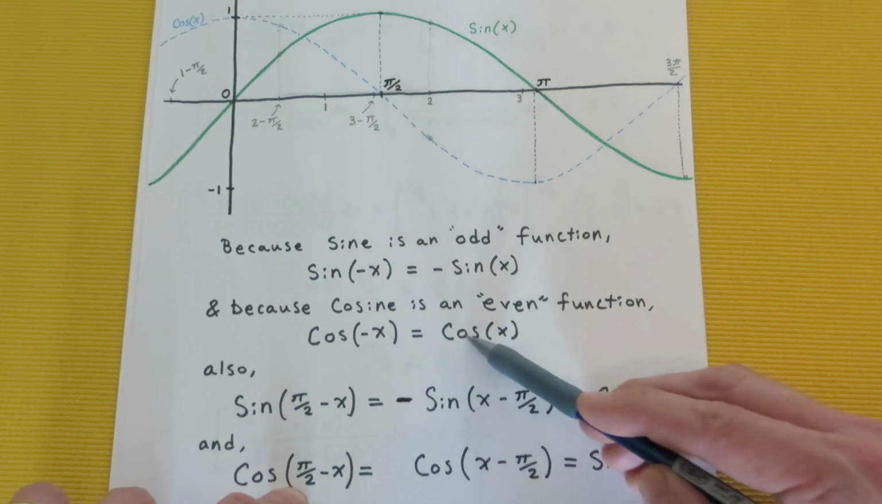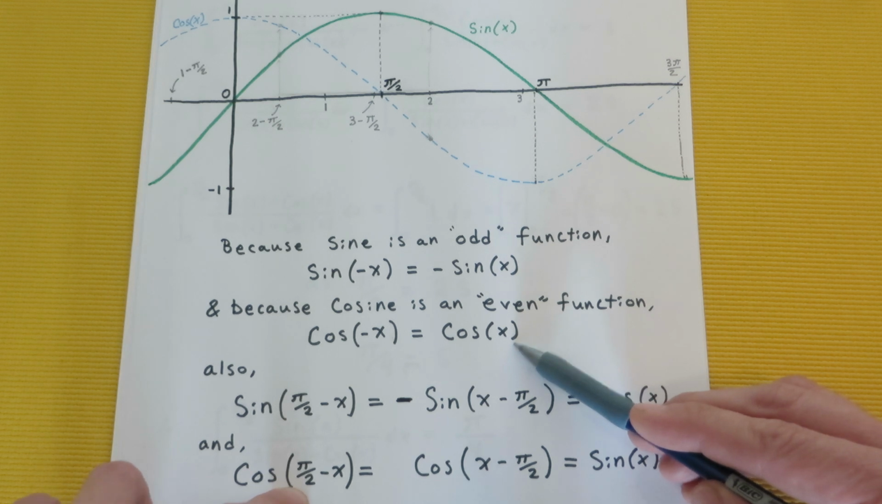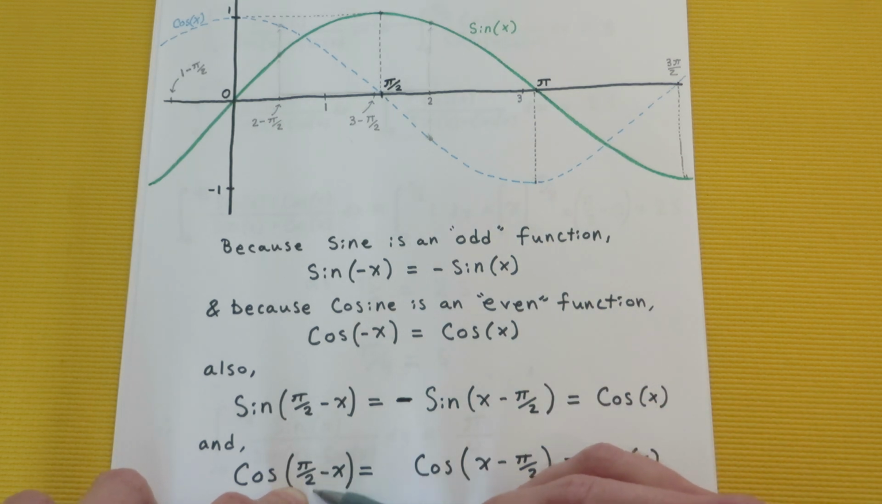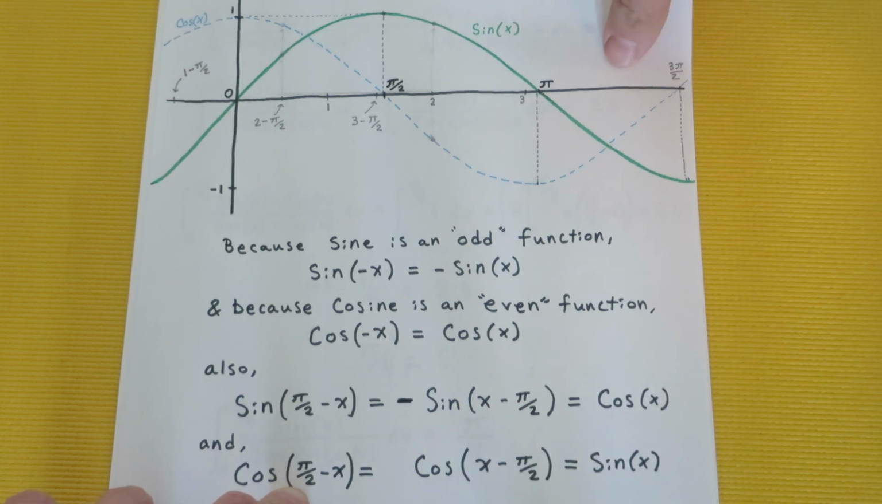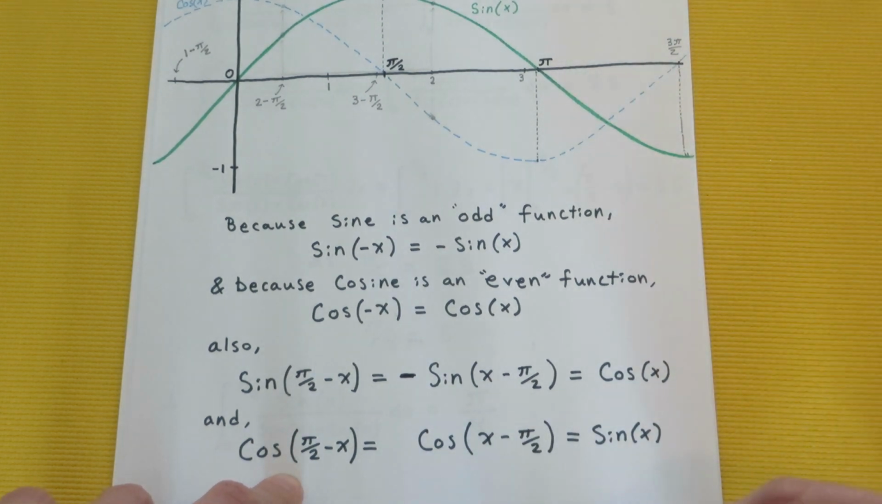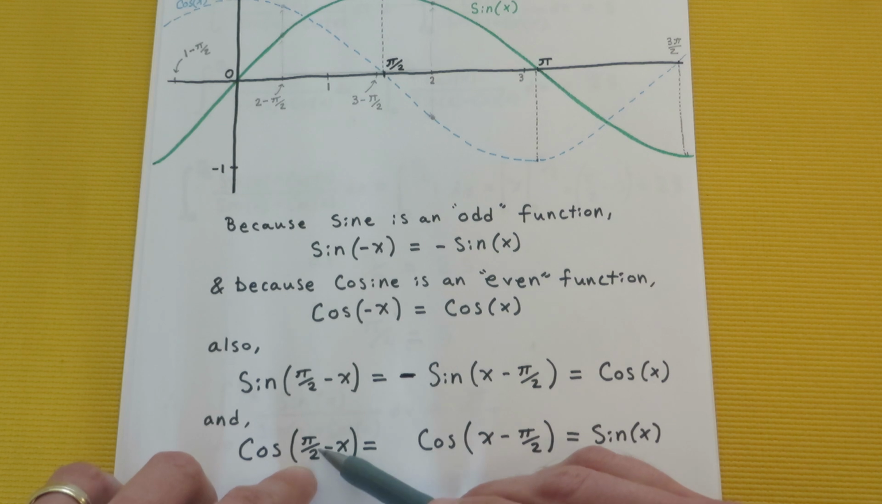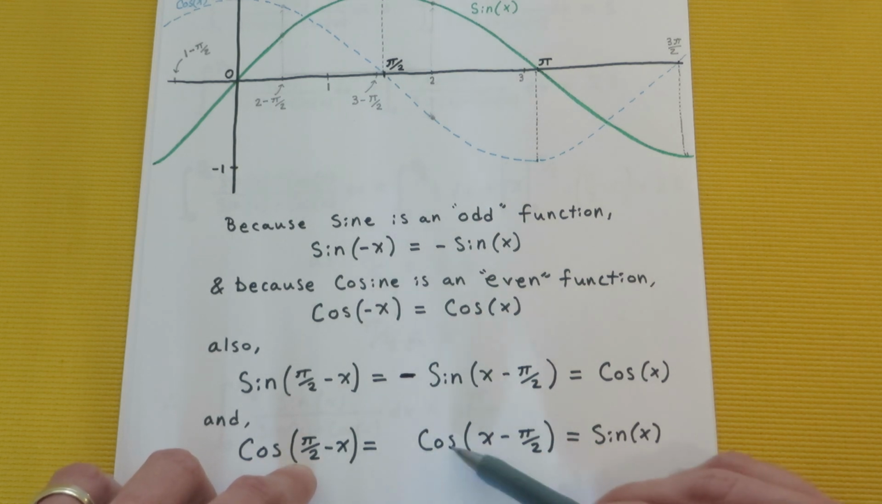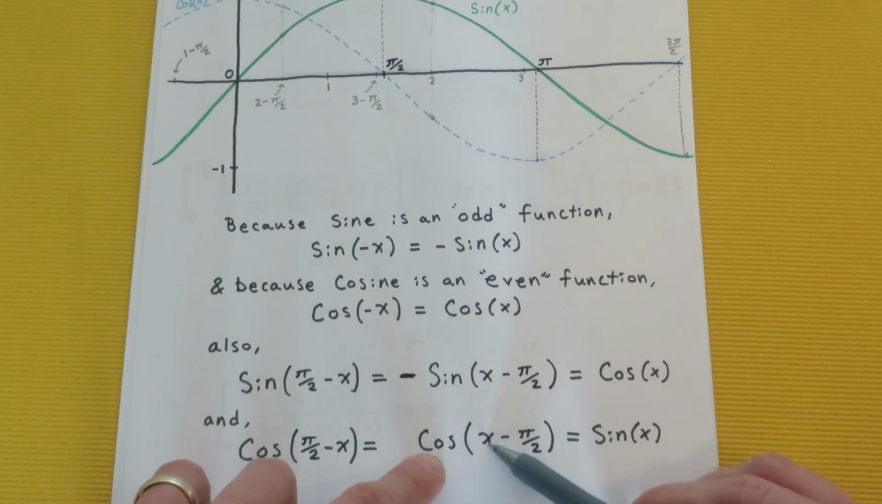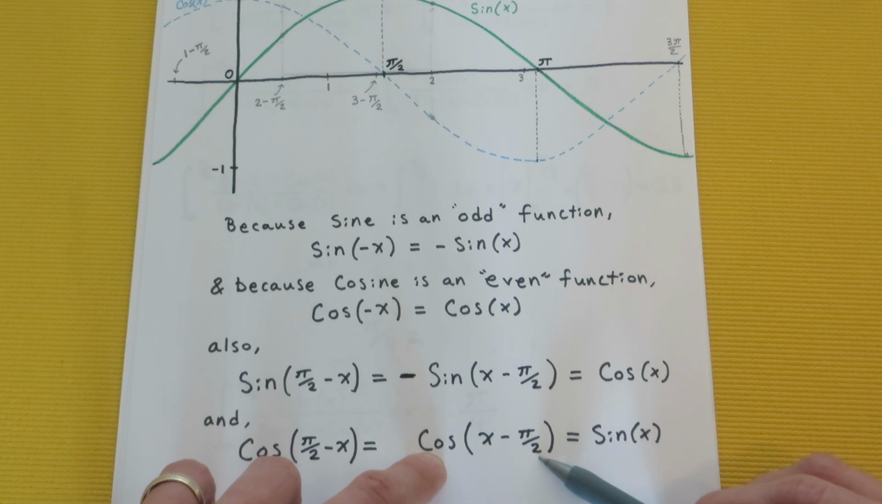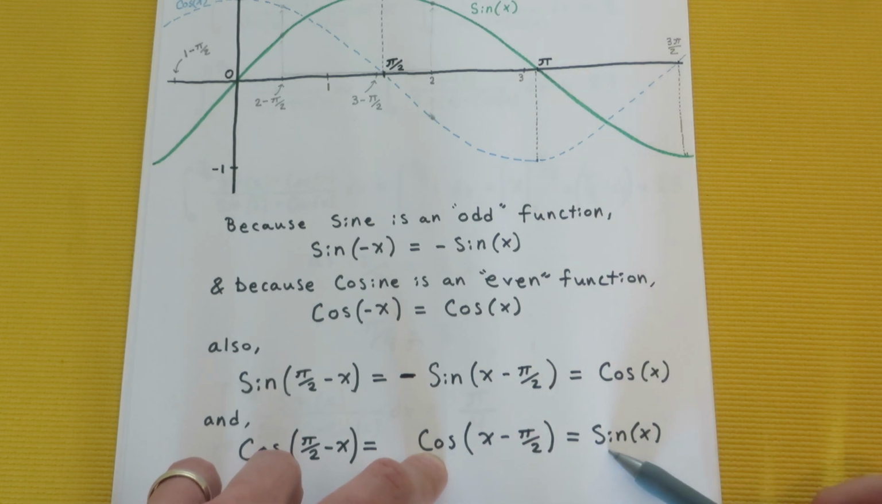because cosine of negative x is just equal to cosine of x, we can just swap the pi over 2 and the x around freely, and we would have the same output. So cosine of pi over 2 minus x, well, this is just equal to cosine of x minus pi over 2. And just by trig identities, cosine of x minus pi over 2 is going to equal sine of x.